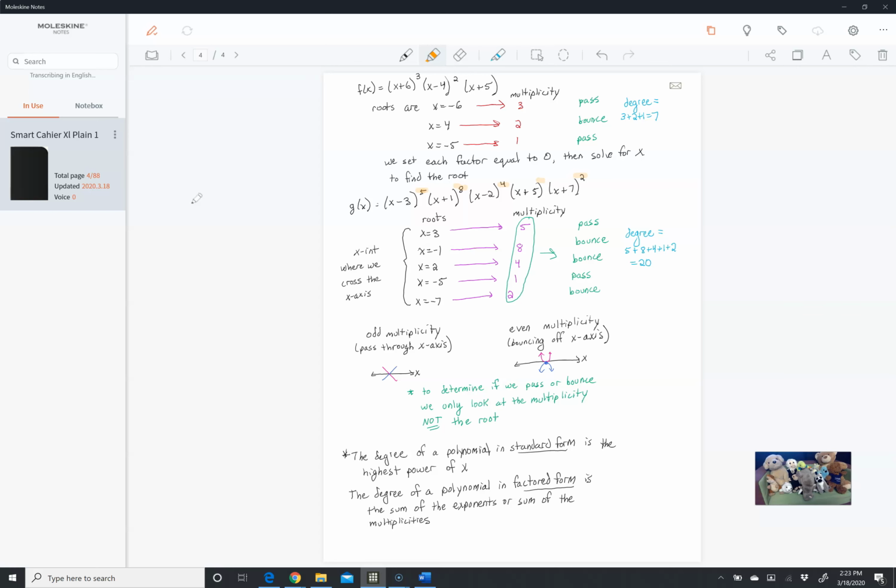Okay, the leading coefficient is going to be the number that you see in front. So here we don't see any number, so the leading coefficient is 1. And here the leading coefficient is also 1. So the leading coefficient is just going to be whatever number is in front of all the factors. And again, we're going to do examples.